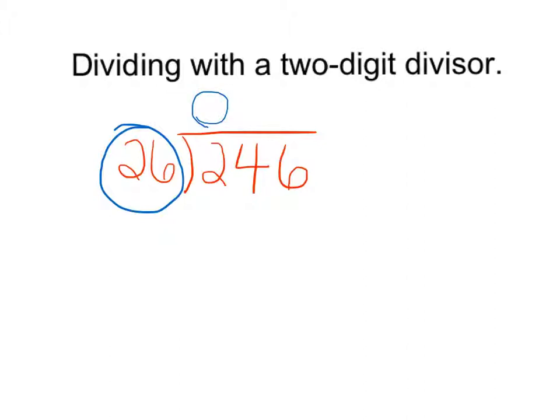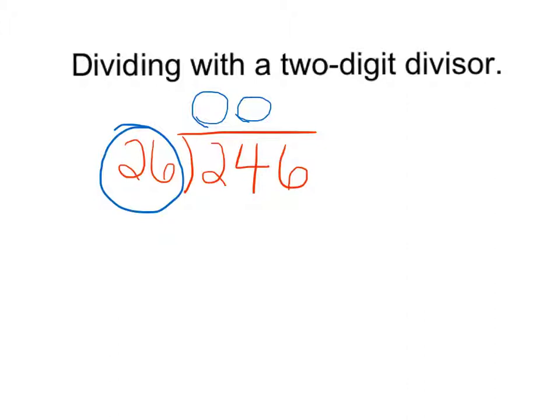And then I'm going to go over one more place, and I'm going to go, can 26 go into 24? Can I take 24 and divide it into 26 groups? No, I can't. So I'm going to put a 0 up there. So now I have 246 divided by 26. And I am going to think about how could I figure this out?